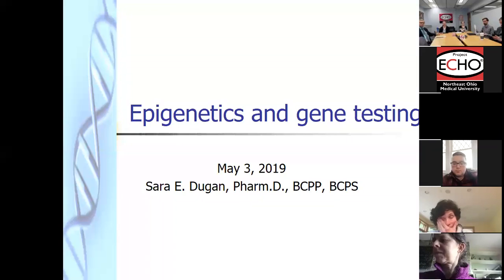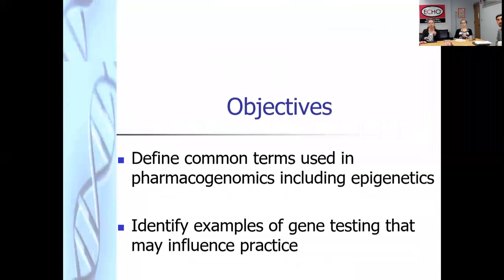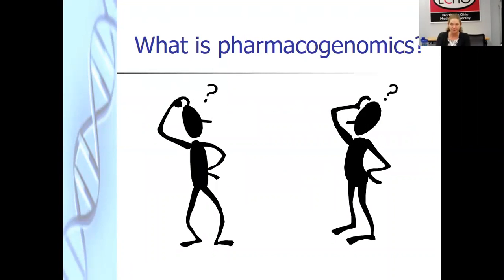I'm not going to get into a ton of specifics regarding the different panels, but I really wanted to give more general information. So looking at definitions as well as what we do know about epigenetics, and then identifying examples of where gene testing may influence practice. So really looking more on the mental health side, but really at a global picture. So we will talk a little bit about some of the findings, but we're not going to get into detail on those. That could be way more than a 15-minute talk in and of itself for each individual one.